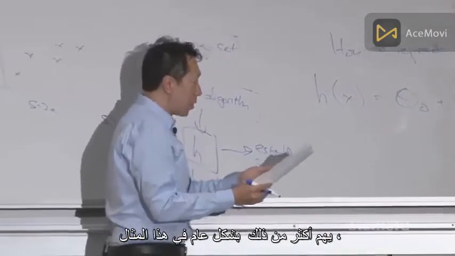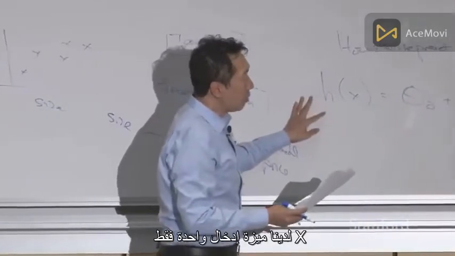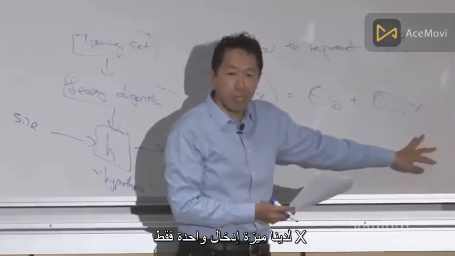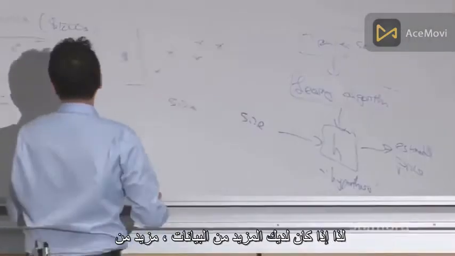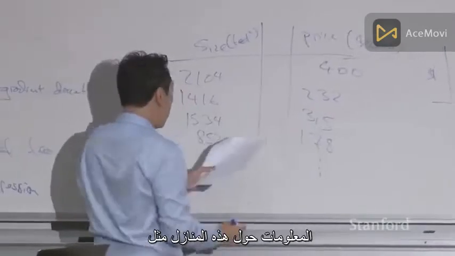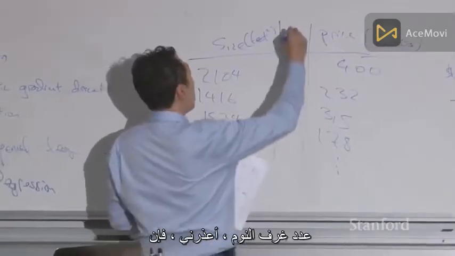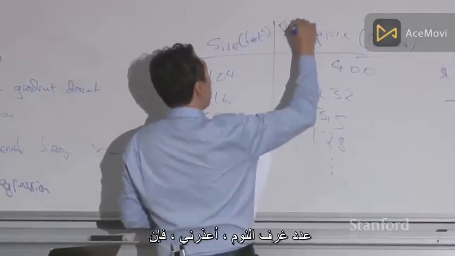So more generally, in this example, we have just one input feature x. More generally, if you have multiple input features, so if you have more data, more information about these houses, such as number of bedrooms.